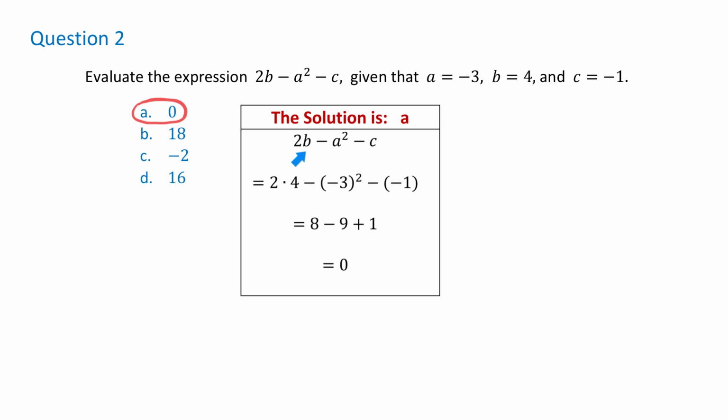In this expression, we replace b with 4, a with negative 3, and c with negative 1. Notice that when we replace a variable with a negative number, we have this negative number in parentheses. Then here, negative 3 to the second power is positive 9, so we bring down minus 9. Then these two negatives make a positive, then we bring down plus 1. Then 8 minus 9 plus 1 equals 0. Now let's continue with question 3.